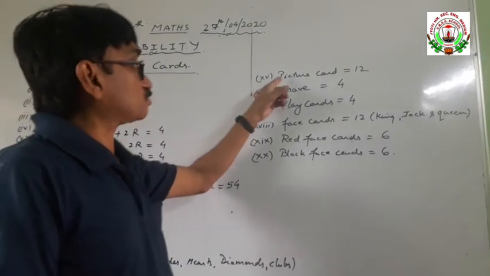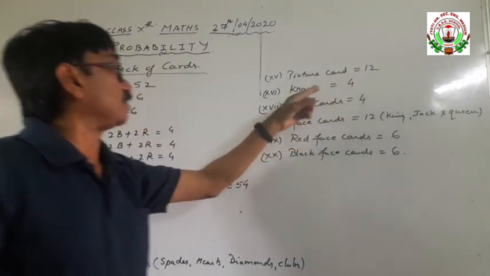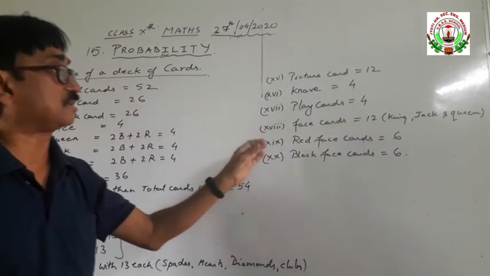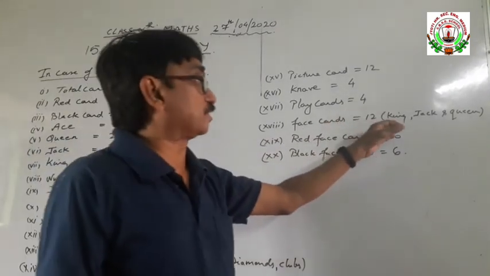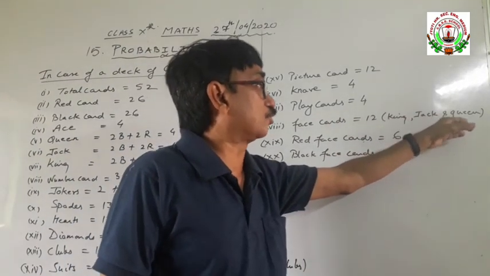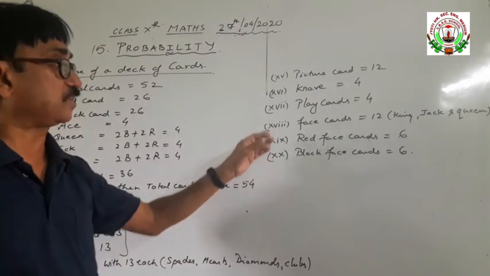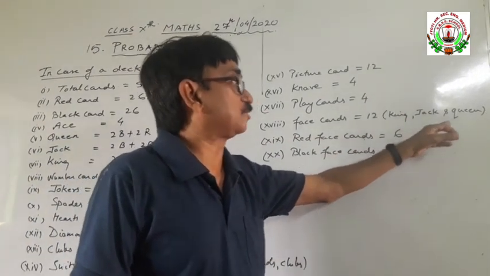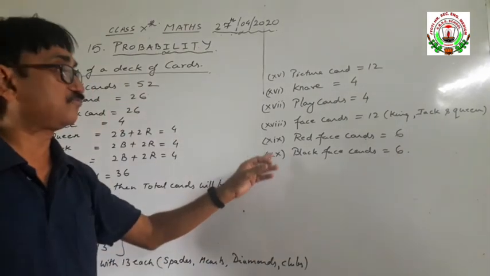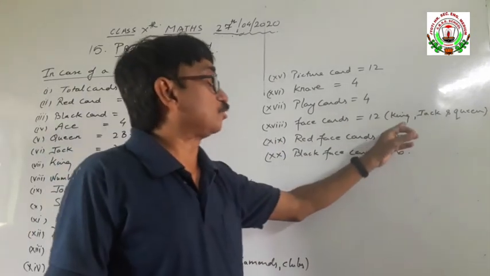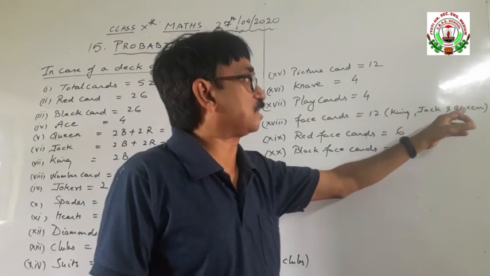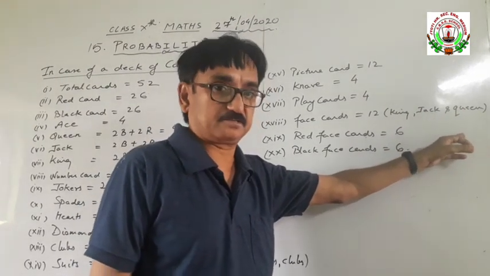And next, picture cards or face cards there are 12, that is 4 kings, 4 jacks and 4 queens. And red face cards are 6: 2 kings, 2 jacks, 2 queens. And black face cards, again 6: 2 black kings, 2 black jacks plus 2 black queens. Thank you.